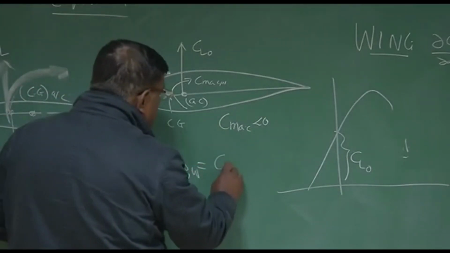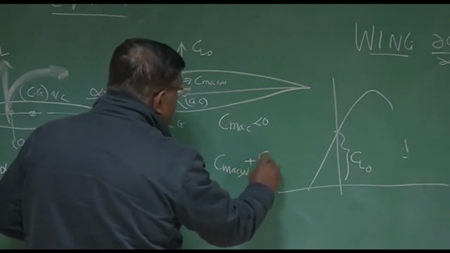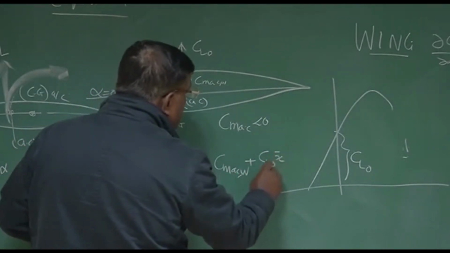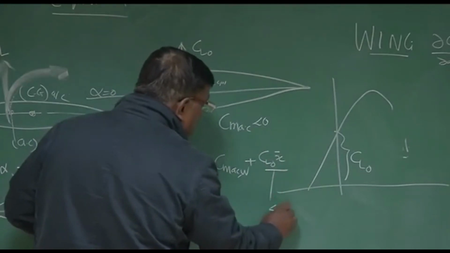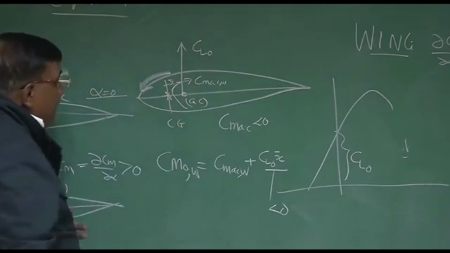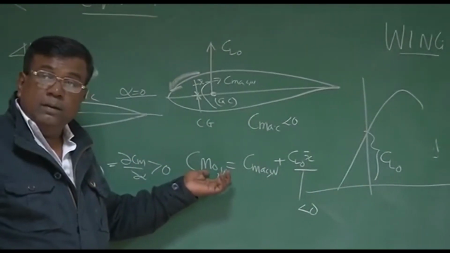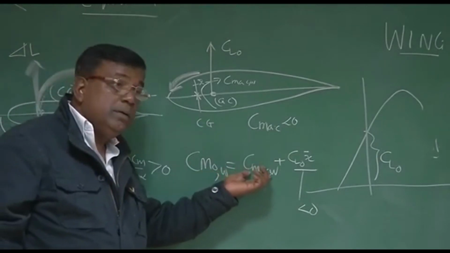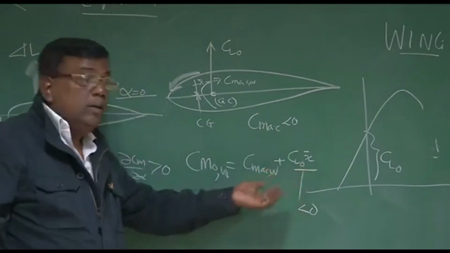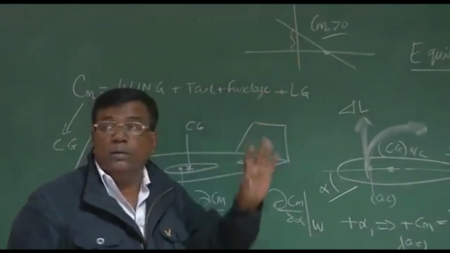So what will happen? You have already CmAC of the wing. Now you will have the CL0 into x bar, which is also negative. Let's say I say this distance is x bar. So overall Cm0 because of wing is becoming what? Negative. This is negative. This is also negative. But what we are looking for? We are looking for positive. So we are not happy about it.